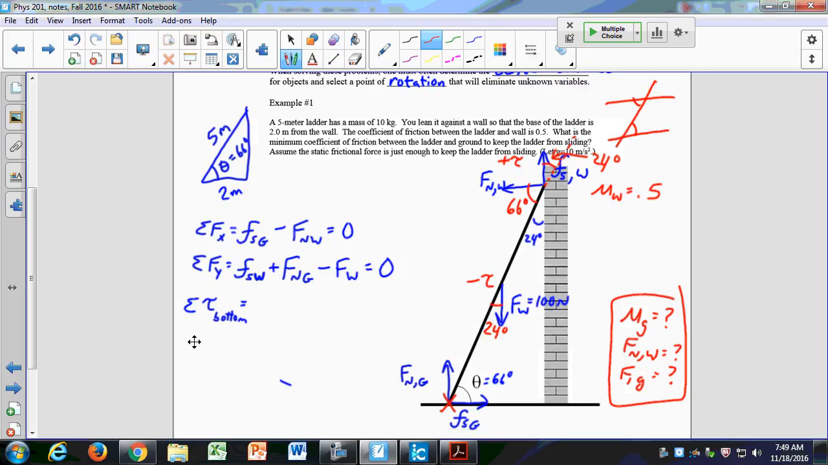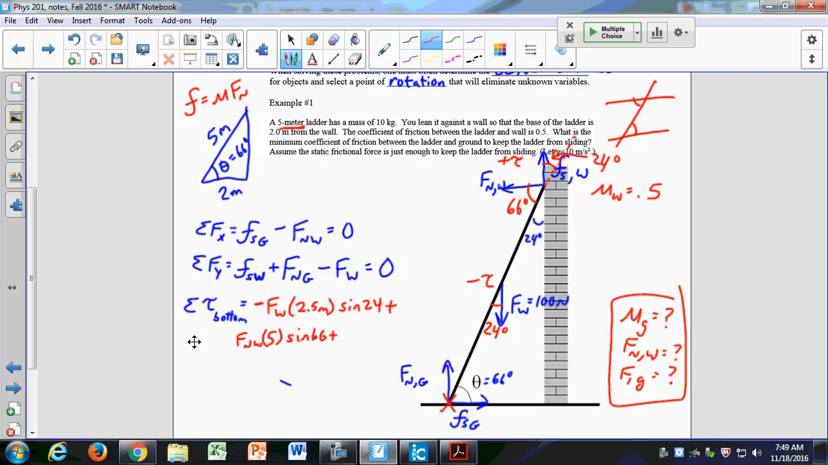All right, so now I'm going to do the FW first. It's going to be negative FW times the distance, which is 2.5 meters because the ladder is 5 meters long, times sine of 24, plus FNW times 5 meters times sine of 66, plus, now this is where our friction comes in, but I'm going to go ahead and substitute in here that F is equal to mu times the normal force.